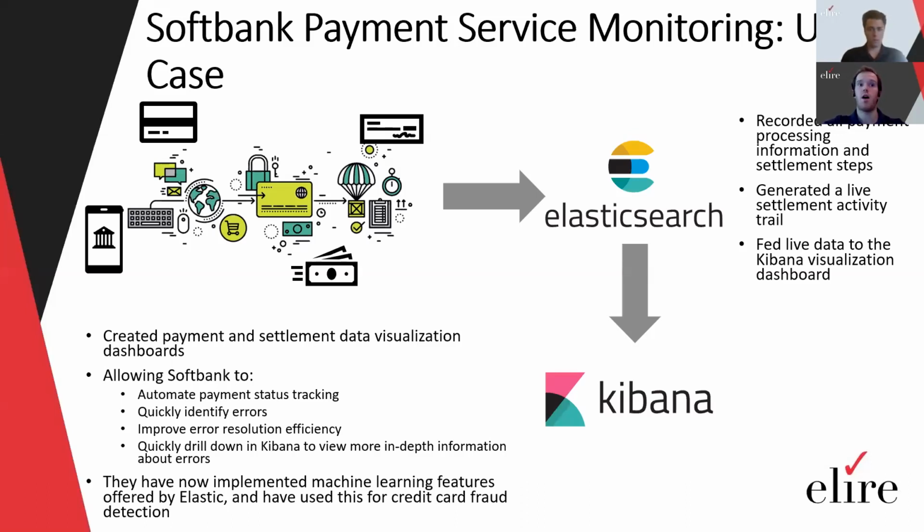So Elasticsearch was able to record all of the payment processing information and settlement steps across all sorts of disparate systems to generate a live activity trail that was actively alerting the team to any issues or errors in the settlement process for any of its clients. So this gave them the ability to track issues and resolve errors around that graphic interface that Kibana provides. That Kibana interface allowed the team to drill in and identify what might be causing settlement issues and whether further intervention for things like fraud was needed.